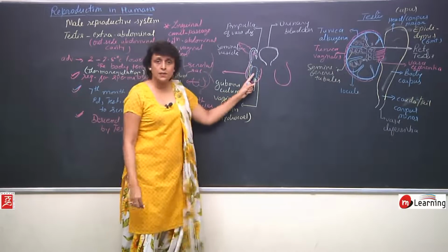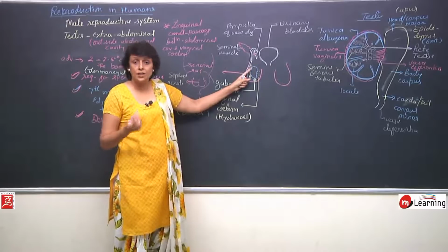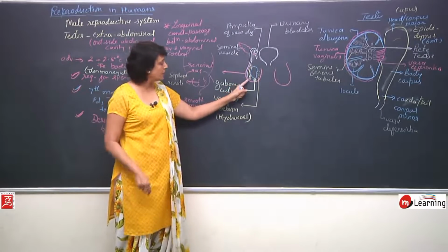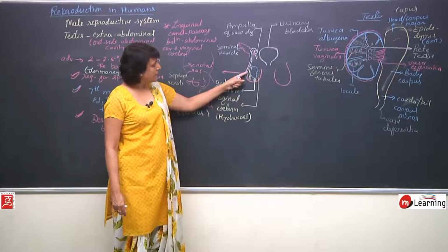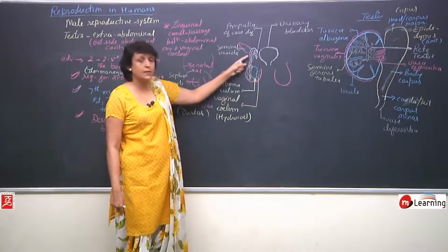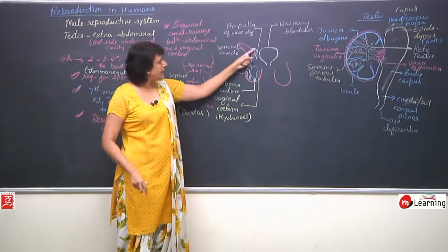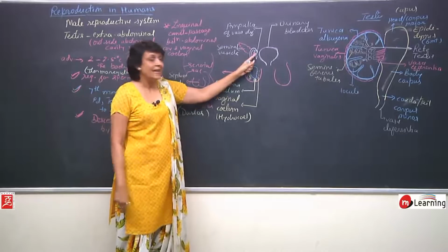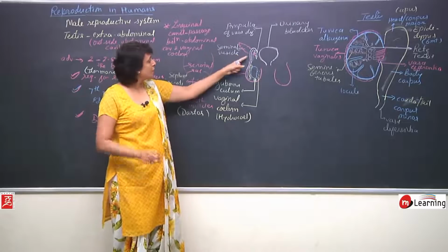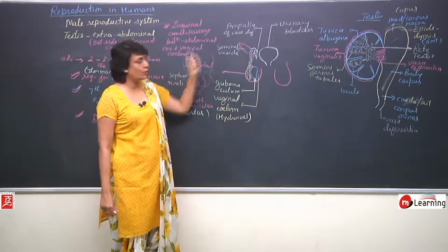So from the testis, the sperms are poured into the epididymis. Here they will attain functional maturity. From the epididymis, a duct is going to carry them. This duct is known as vasa differentia. The duct ascends into the abdominal cavity, goes up to the top of the bladder and then bends downwards. At the bending, there is a slight swelling known as ampulla. Just at the base of the ampulla, there is an opening of a gland called seminal vesicle.